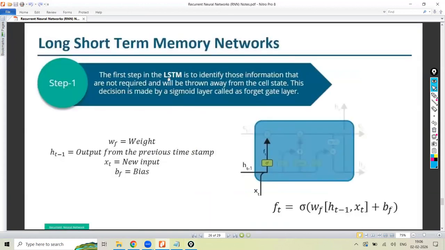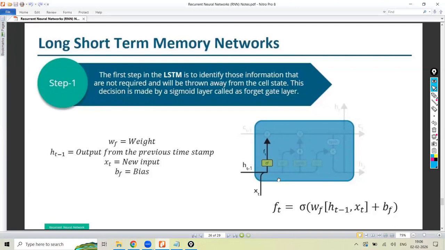The first step in the LSTM is to identify the information that is not required and thrown away from the cell state. Cell state is called long-term memory. Thrown away means it will not be stored in the cell state. This decision is made by the sigmoid layer and we call it the forget gate.